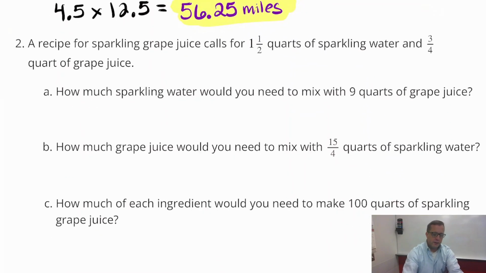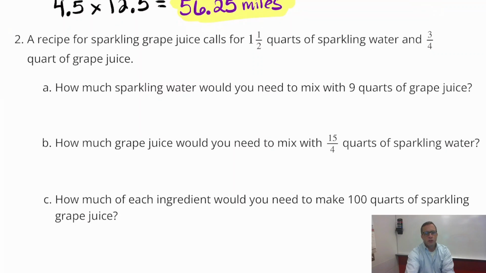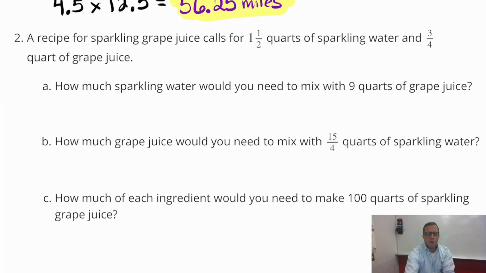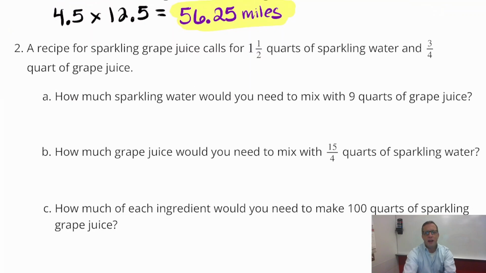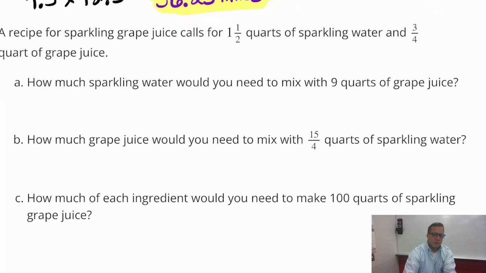All right, moving on to number 2. The recipe for sparkling grape juice calls for 1.5 quarts of sparkling water and 3/4 quarts of grape juice. Part A, how much sparkling water would you need to mix with 9 quarts of grape juice? Okay, so in order to figure this out, we need to know what's the scale factor. What scale factor do we need to use, okay? So what is the scale factor?